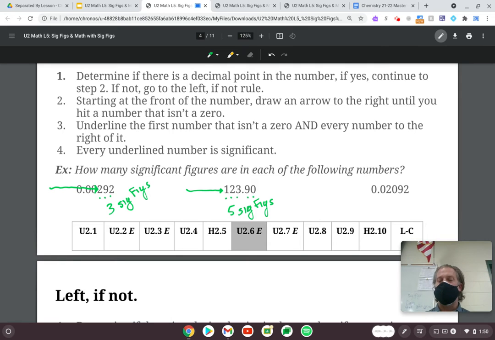Lastly, the 0.0292092, same thing. There's a decimal. So I'm coming in and I'm drawing an arrow, and I get to that 2. So I start counting 1, 2, 3, 4. So that gives me 4 significant figures.